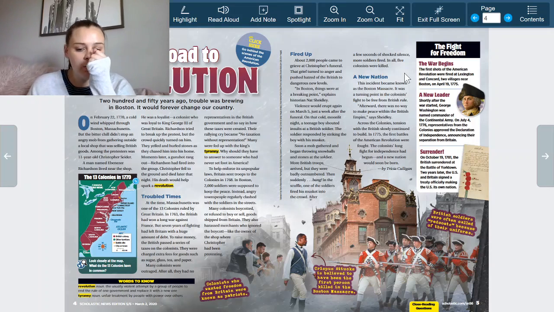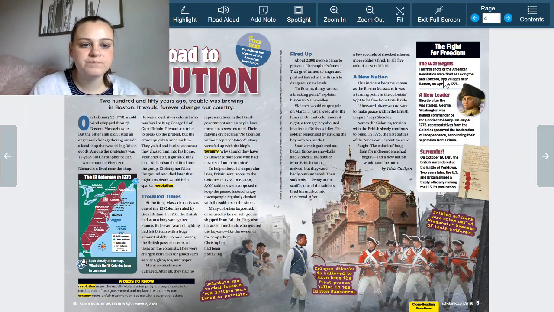And then, as a good reader, it's always good to look at the little extra boxes and the little maps and things. So we already looked at the 13 colonies map. We've discussed this over and over again. You guys all did your colony projects. So I think we're okay not really looking at this one. But let's go ahead and start up here, the fight for freedom.